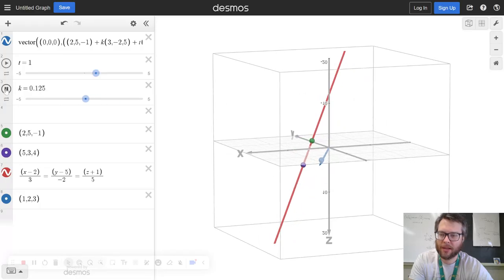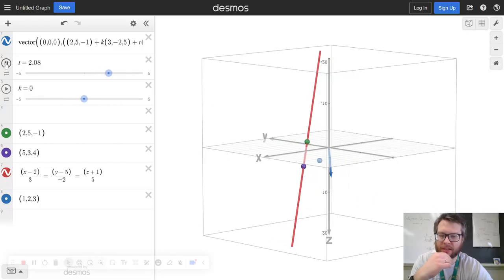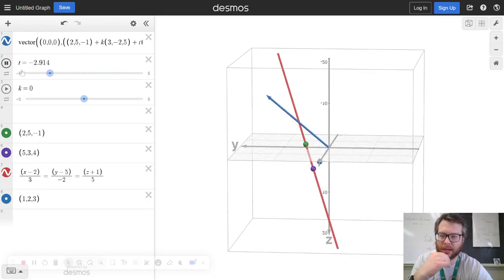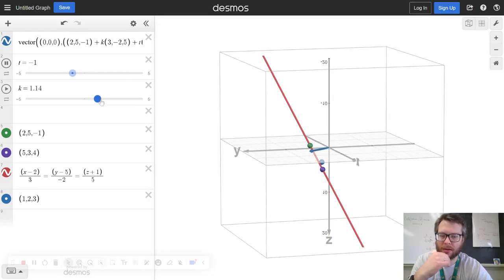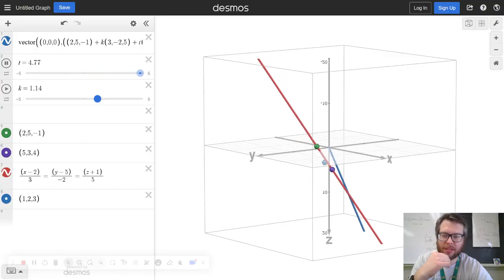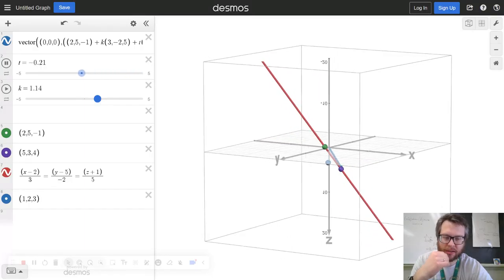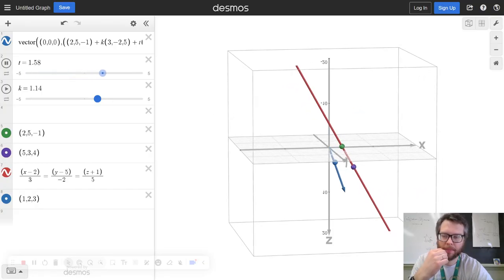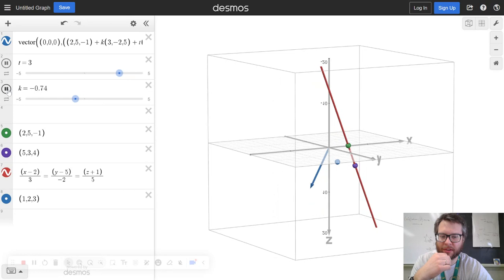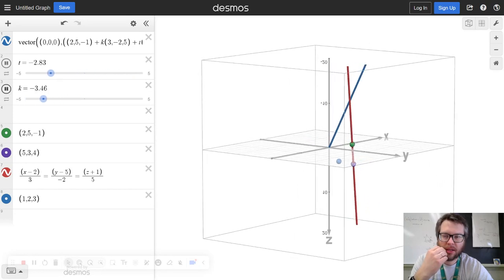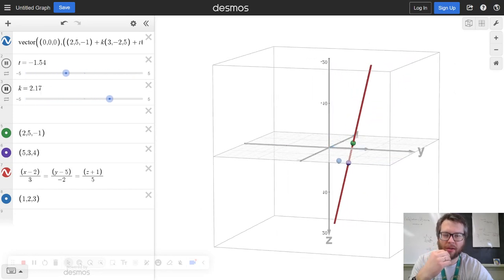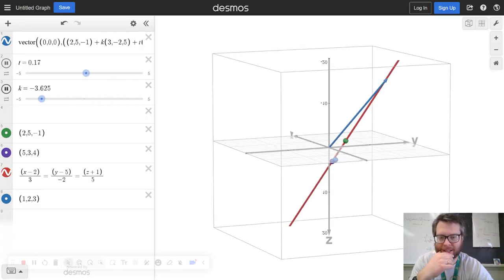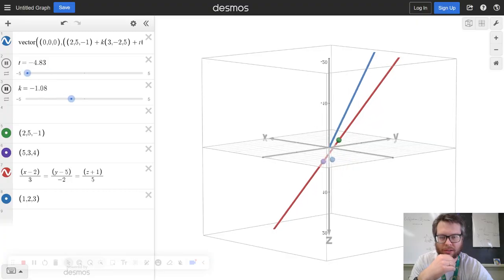If I make k constant, but allow t to vary, you can see that it's moving along the line that connects the blue and the green dots. If I make k1, or any constant, it's moving parallel to the line that connects the blue and the green dots. If I allow both of them to vary at the same time, the vector traces out every possible point that is on the plane that connects those dots.